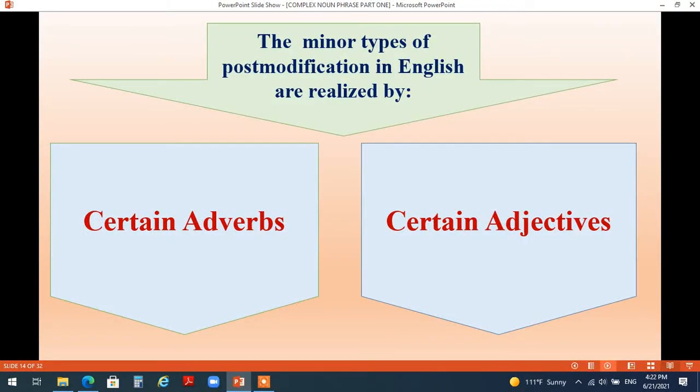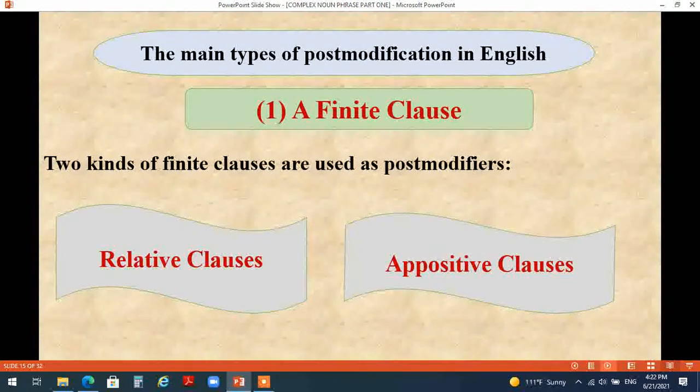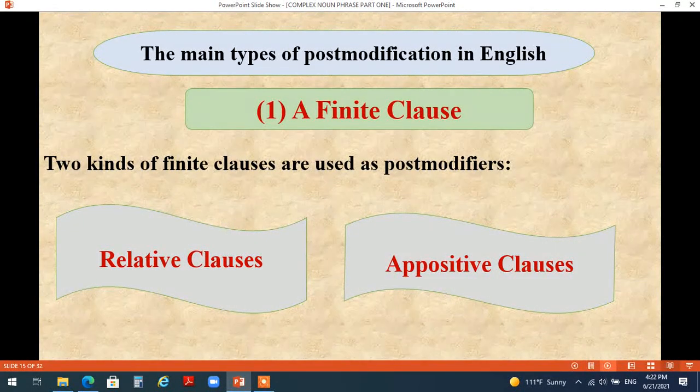كذلك هنالك أنواع ثانوية. The minor types of post-modification in English are realized by either using certain adverbs or by using certain adjectives. أي هنالك صفات معينة أو ظروف معينة ممكن أيضا أن تستخدم ك post modifiers، سنتعرف عليها بعد قليل إن شاء الله. Now we will start with the main types of post-modification. نبدأ باستعراض الأنواع الرئيسية للpost modification، ثم نستعرض الأنواع الثانوية.